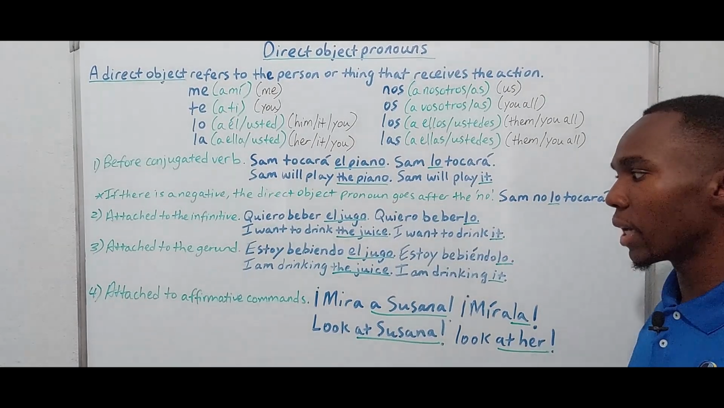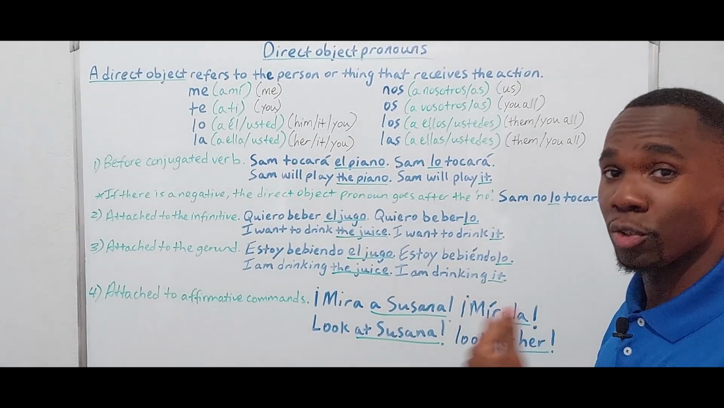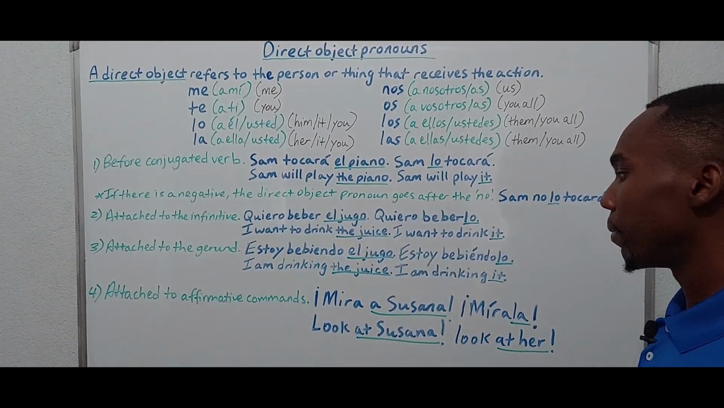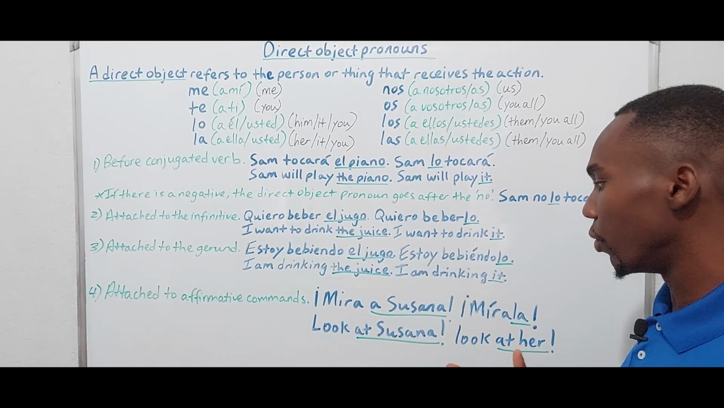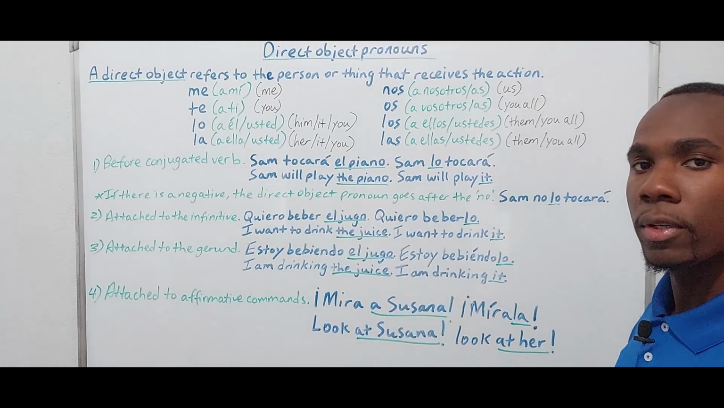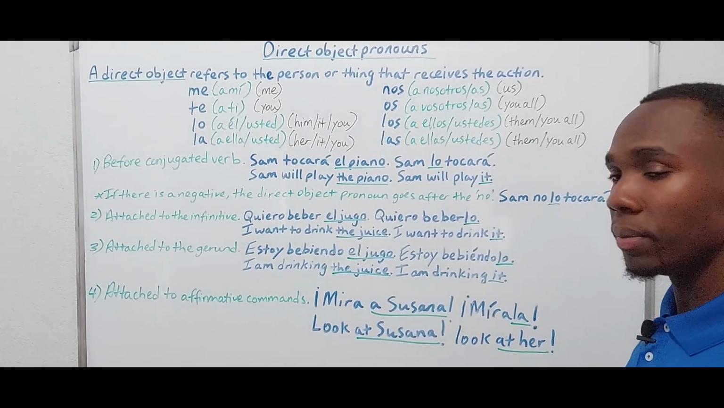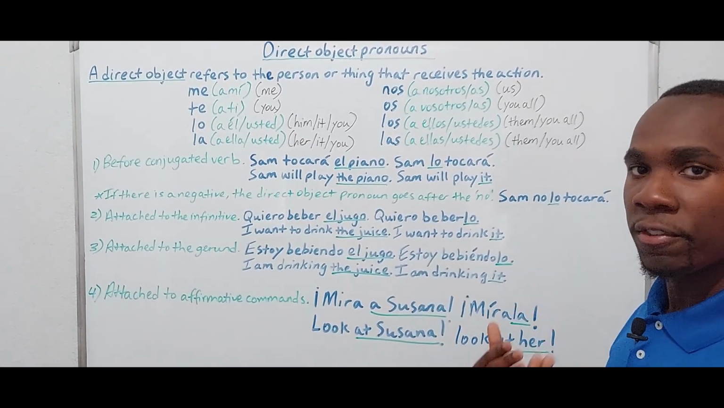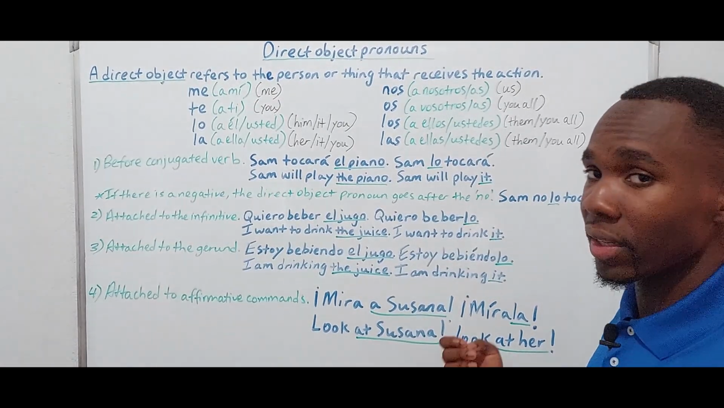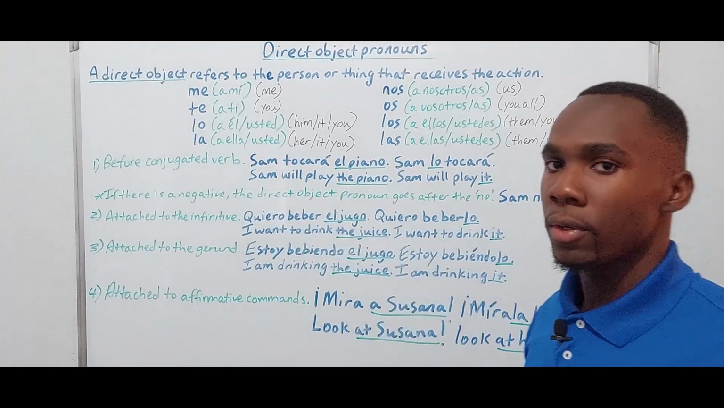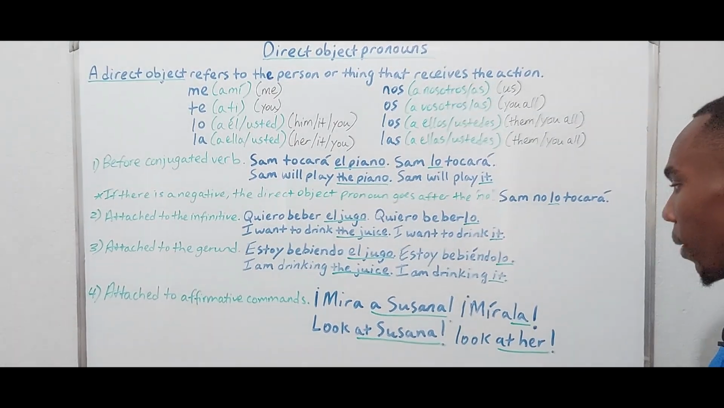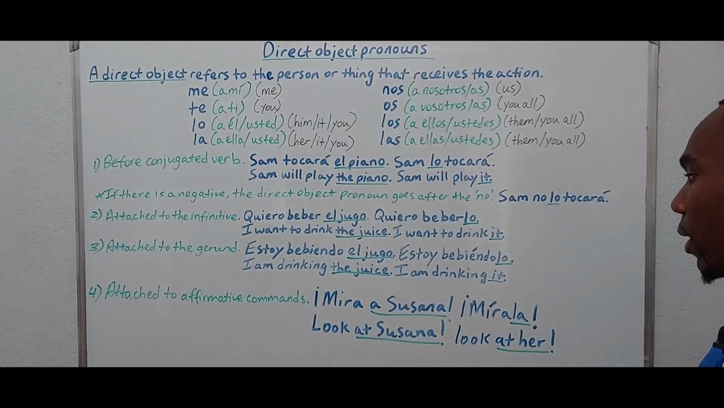So an affirmative command, of course, would just be to tell someone to do something, right? So mira a Susana. Look at Susana. Who to look at? Susana, right? And Susana would be singular and feminine, so the direct object pronoun that would correspond to that would be la. So you attach the direct object pronoun to the affirmative command, so mírala.